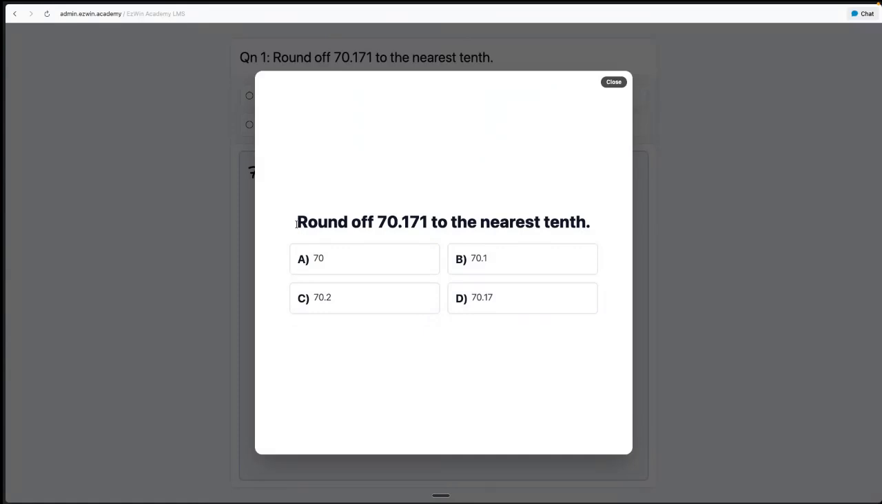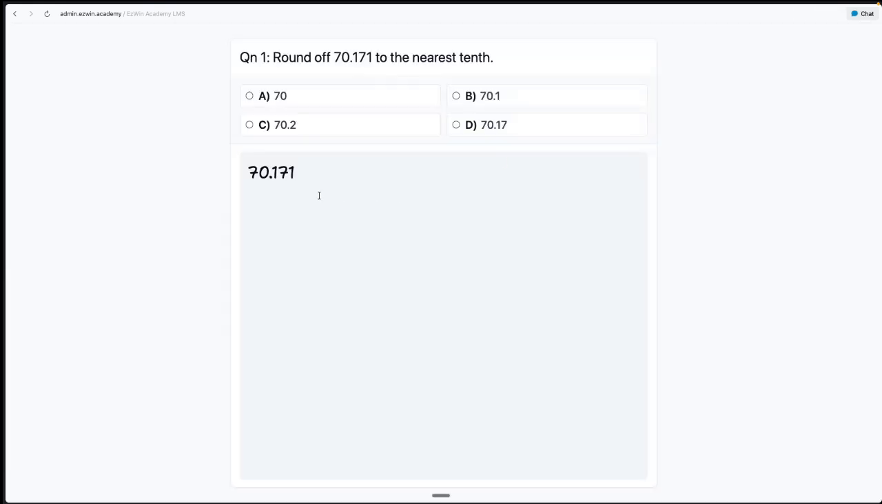All right, question 1, round off 70.171 to the nearest tenth. Okay, so we have over here 70.171. So what digit is in the tenths place? If your answer is 0.1, then you're right. So with that said, 0.07 is in the hundredths place.